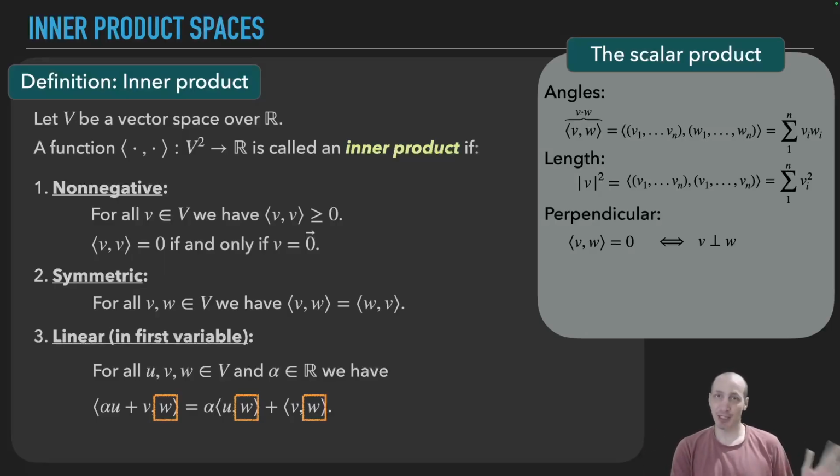Okay, so now we have a definition. We somehow generalize the scalar product, and we have to show that there are examples, because if there are no examples, then there is no reason for this definition. So let's move to examples.